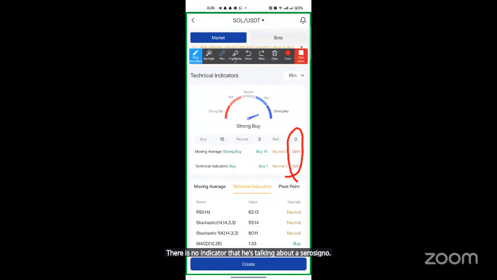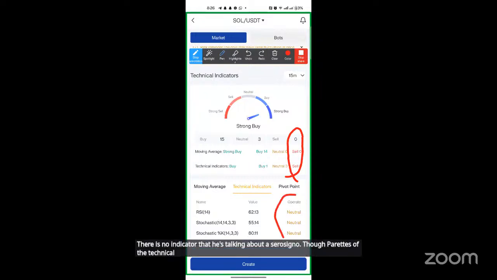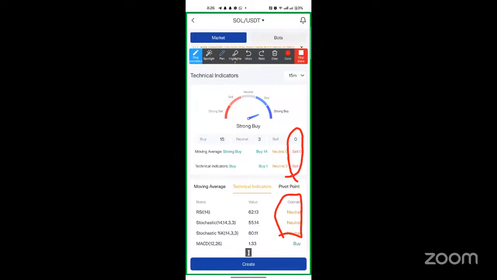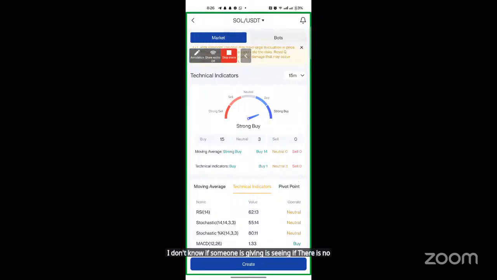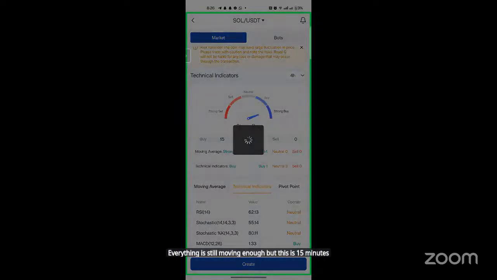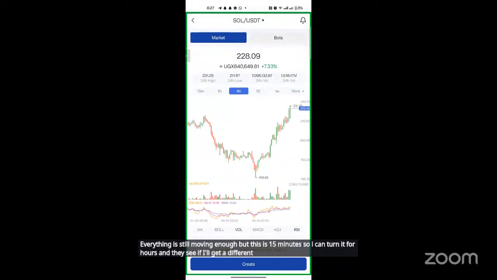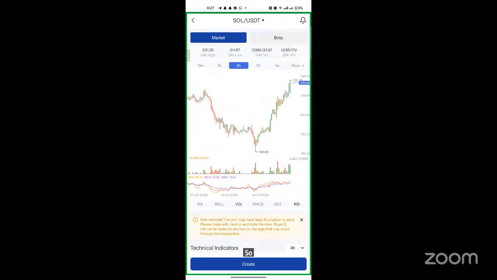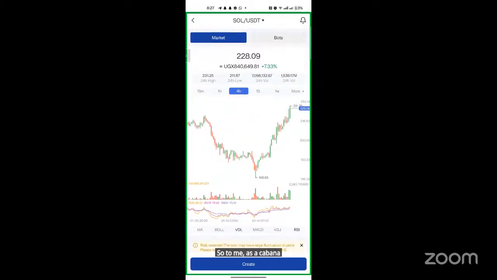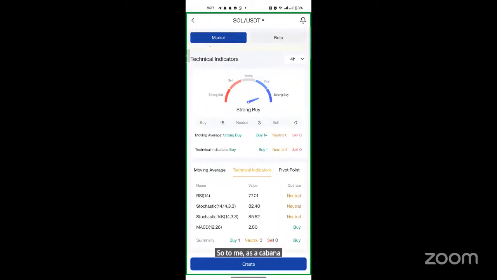The oscillators on the technical, they are all still neutral. I don't know if someone is seeing. There is nothing going berserk. Everything is still moving in our favor. But this is 15 minutes, so I can turn it to 4 hours and see if I'll get different insights. So to me, as a Kabanda, I see some buying opportunity.